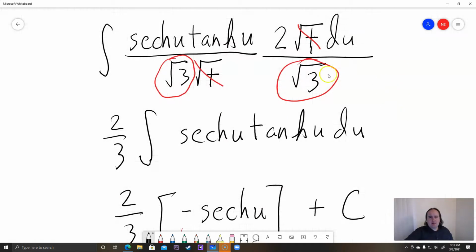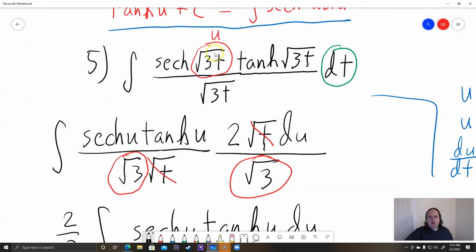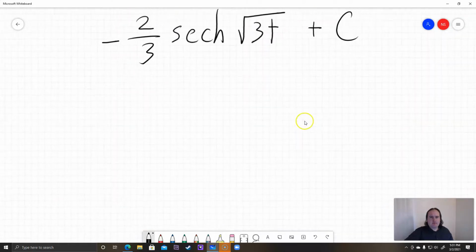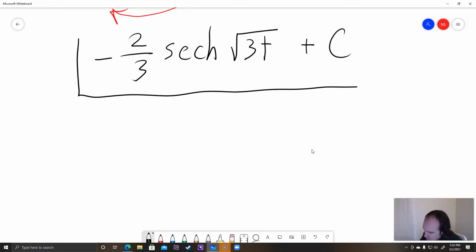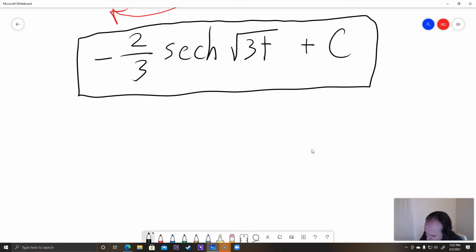Right, because in this problem we said u is root 3t. And believe it or not, that's exactly how my math lab wrote their answer. So we did all of that correctly. Yay! Okay, cool. So that's a harder problem, for sure. But hopefully it's not too bad. If you follow my video, then you'll be able to do your homework.